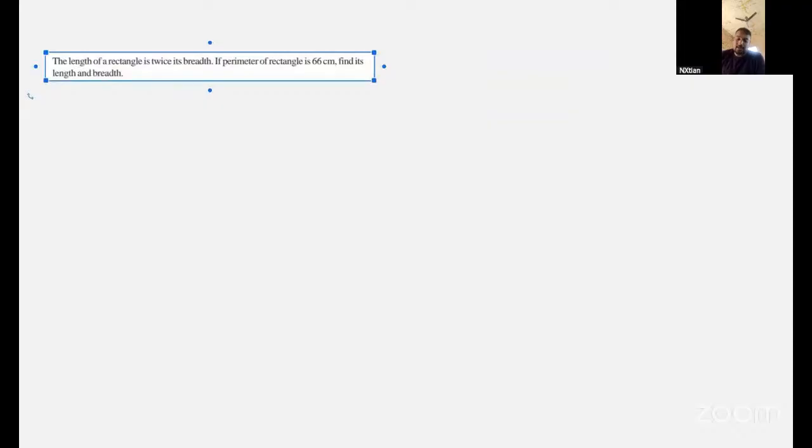Okay. So it is written: the length of a rectangle is twice its breadth. The perimeter of the rectangle is 66 centimeters. Find its length and breadth. Sir, how many questions did you do so far? We did linear equations in one variable, all the word problems, up to 5.4. Today we will start the next one after 5.4.